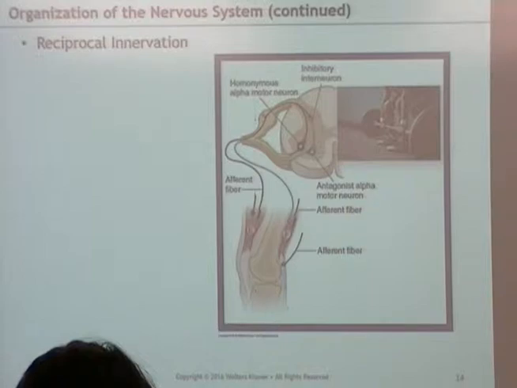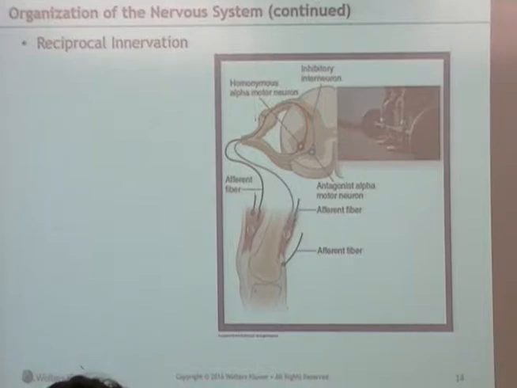So one type of reflex that we see, one version of the reflexes, is something called reciprocal innervation. And reciprocal innervation appears as though it might be somewhat trainable. So we see an improved reflex with training, such as catching a ball or hitting a ball.